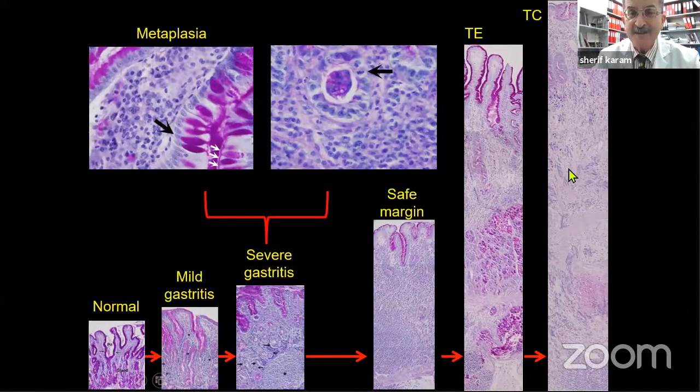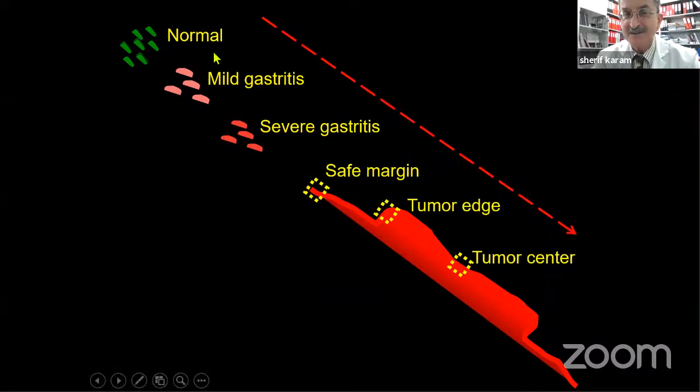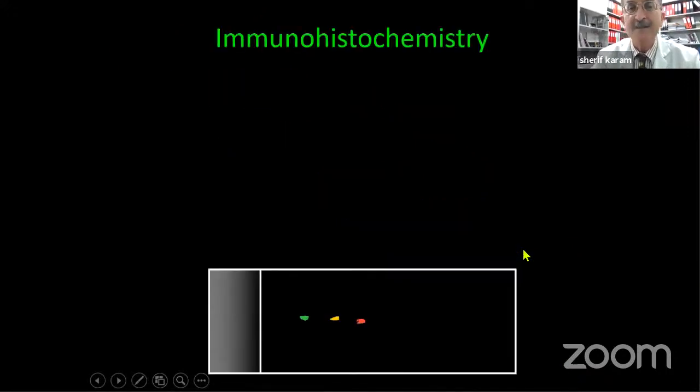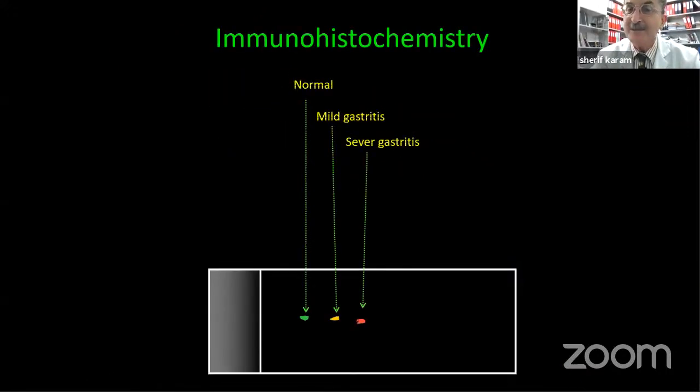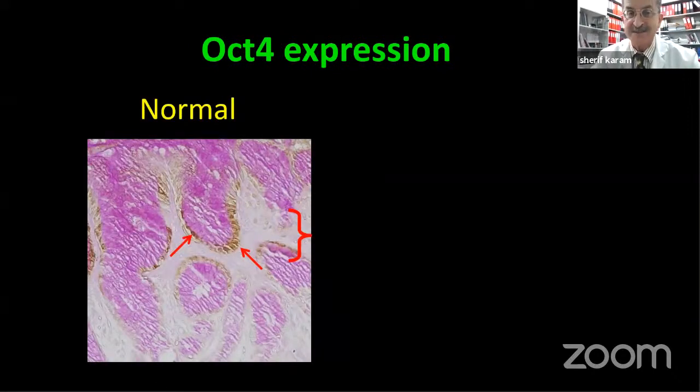We were very happy to have this material. So now we have a wealth of material that represents the multi-step process of gastric carcinogenesis, from normal to mild to severe gastritis, and three different regions of the gastric cancer tissue. We assembled all these sections on slides. So we have now a kind of tissue array showing the different conditions. And we probed these sections with OCT4 expression to see how OCT4 is expressed in these tissues.